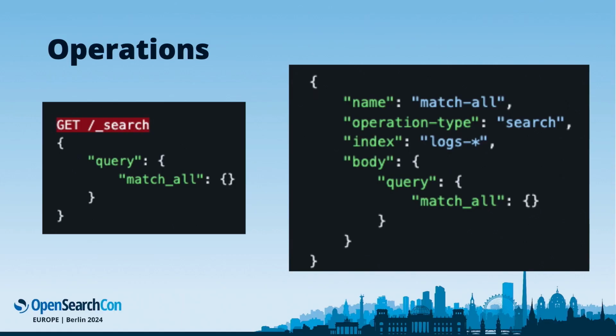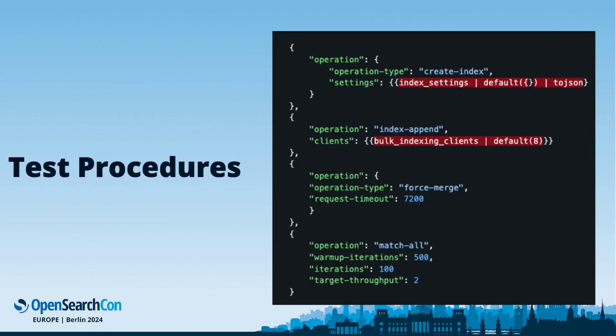Now, a typical OSB workload is fairly straightforward. On the left side, you have a standard OpenSearch query. And on the right, you can see it has been converted into an OSB format. You have a query with a match-all query of a search type targeting the index logs. And there is a counterpart, which is the test procedures file, which basically strings all the operations together.